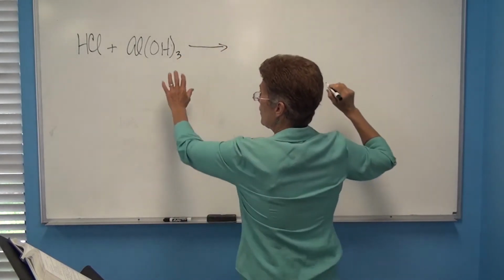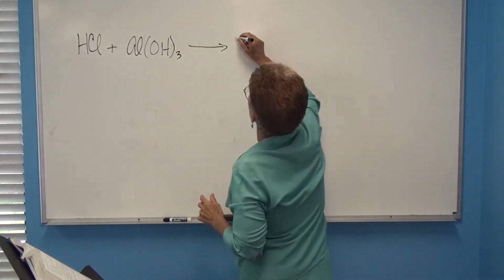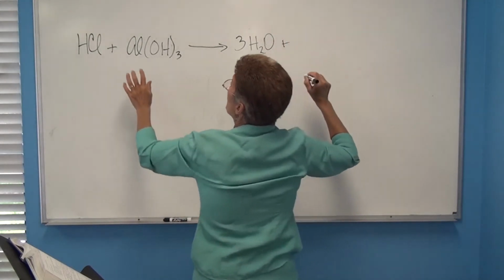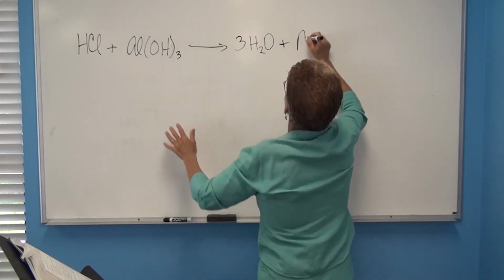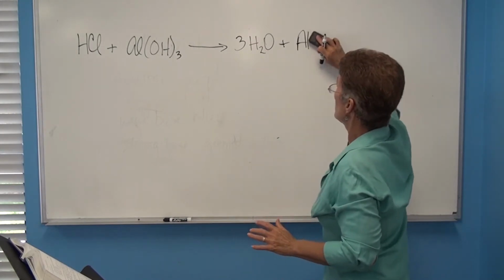Now remember, we're going to make waters, and here we can make 3 waters. So I'm going to make 3 waters, and then what's left is aluminum, which is a +3. I'm going to write it the way he does it.